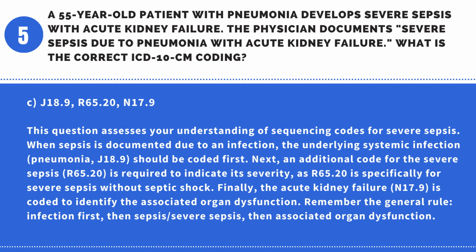Finally, the acute kidney failure, N17.9, is coded to identify the associated organ dysfunction. Remember the general rule: infection first, then sepsis/severe sepsis, then associated organ dysfunction.